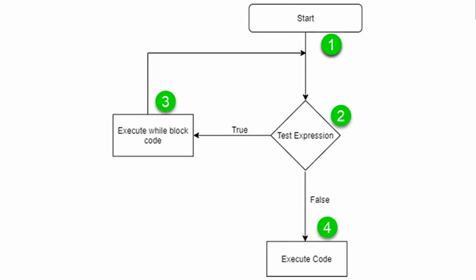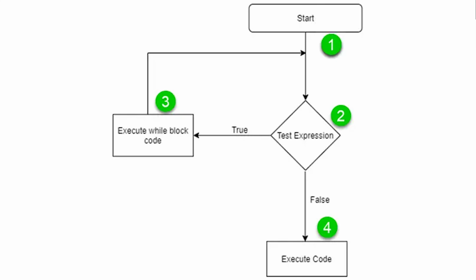All right, so let's look at step number 1 of the while loop. We are essentially executing a statement. From here, we move on to step number 2, which is evaluating the condition of our statement. If our statement is true, we move over into step number 3, which executes the body of the while loop. If the test expression is false, the code outside of the while loop is then executed.